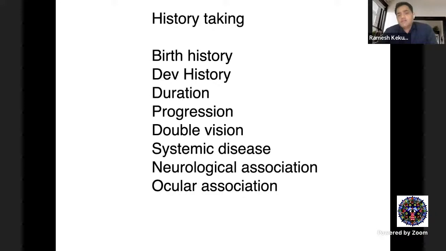And there are three other associations I have put here, which you wouldn't ask in every patient, but in most of the patients you need to ask about the systemic condition. Like infantile esotropia, where the patient comes, you need to ask for neurological association, whether there is any developmental delay or whether there is any systemic disease like Down syndrome. A patient coming with double vision, you need to ask whether the patient has any thyroid eye disease, hypertension, diabetes.